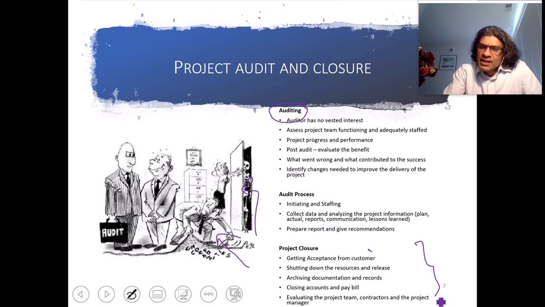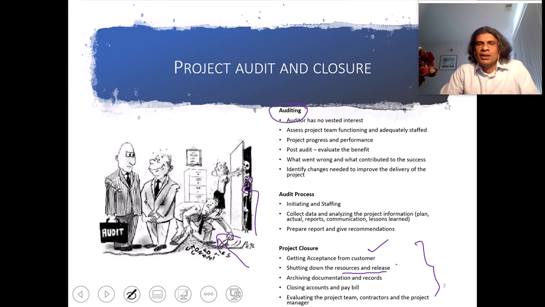First is the customer acceptance, so the customer is accepting the product. Releasing the resources is important because you do not want to keep them under your belt and keep them billing. Once the work is done, let them go. This includes not only the manpower, but also all the equipment that we are using.